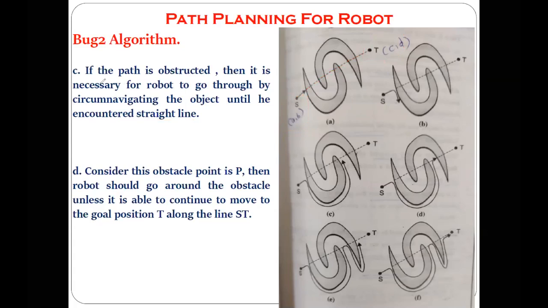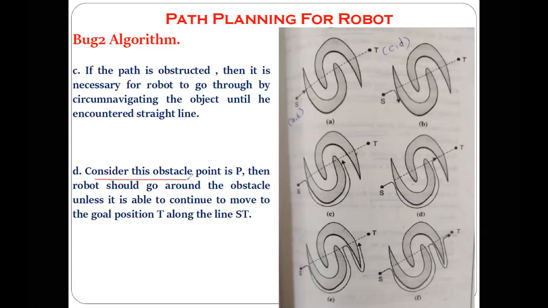Okay. So that is the reason I have mentioned here. If the path is obstructed, then it is necessary for the robot to go through by circumnavigating that object or obstacle until the robot encounters the straight line. Okay. So let's try to apply it in the example.